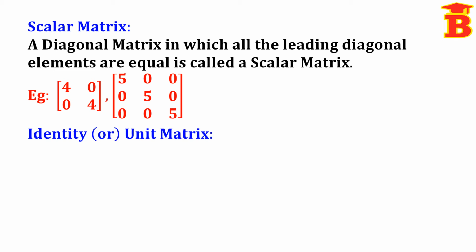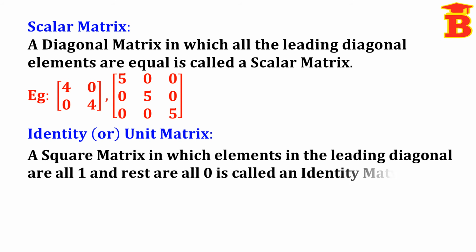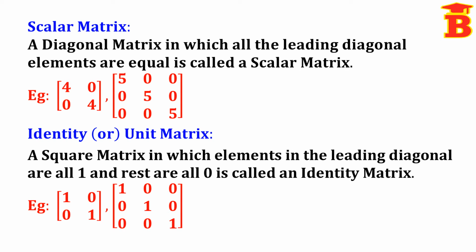Next, identity or unit matrix. A square matrix in which elements in the leading diagonal are equal to 1 and others are 0 is called an identity matrix. So see the example. In diagonal we must have 1, other numbers 0. Similarly here also in the diagonal we have 1, 1, 1. So we must have 1 in the diagonal and other numbers are 0 in a square matrix. Then it's called an identity matrix.